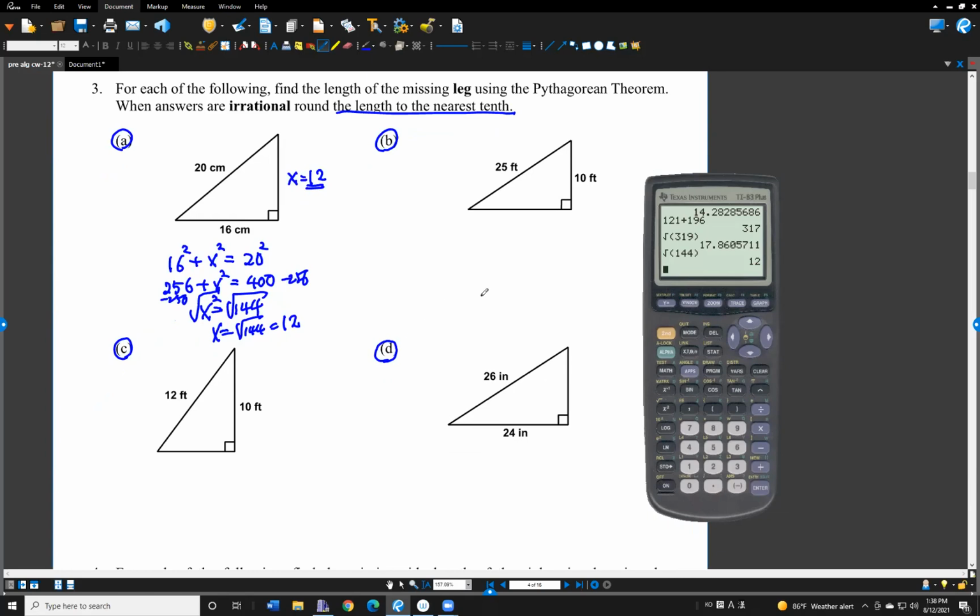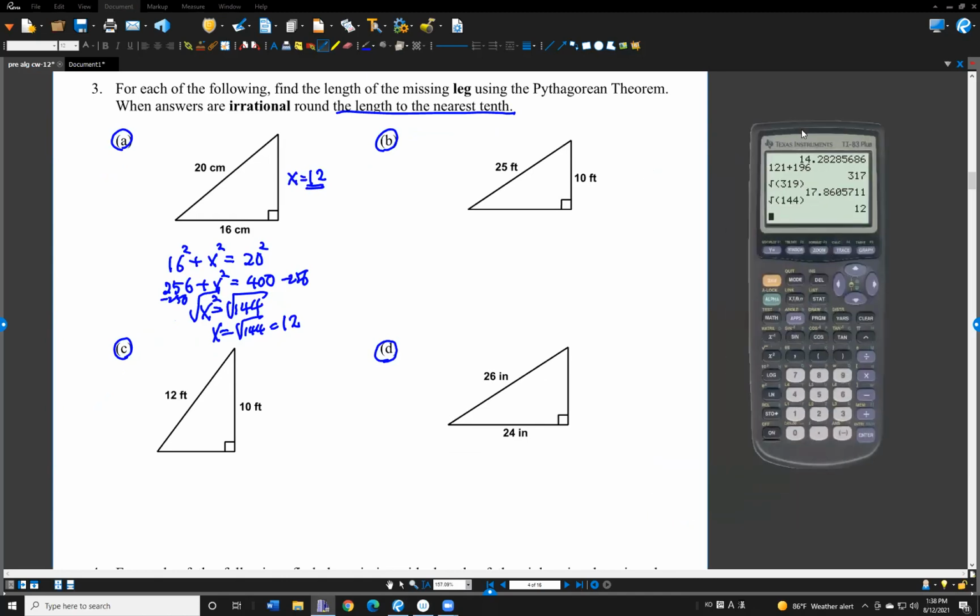Okay, Victoria, can you try number B? What's the equation? I'm going to take this as X. Okay, take your time. Set up the equation first. So it's x squared plus 10 squared equals 25 squared. That's right. Now we need to find the value of X, okay?